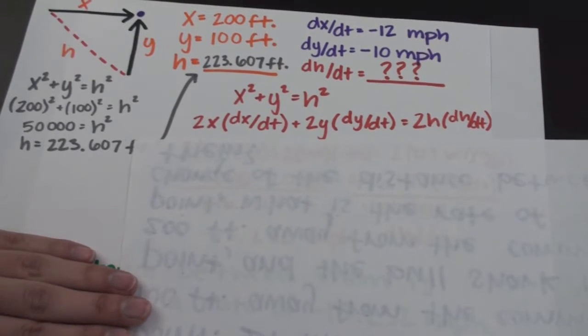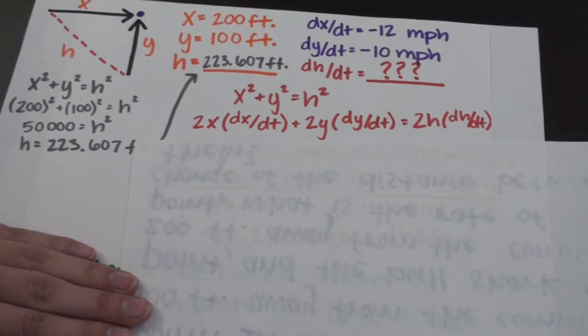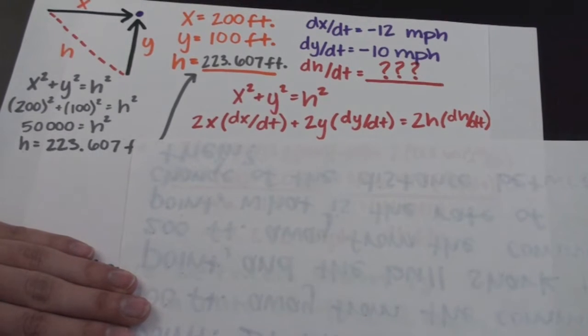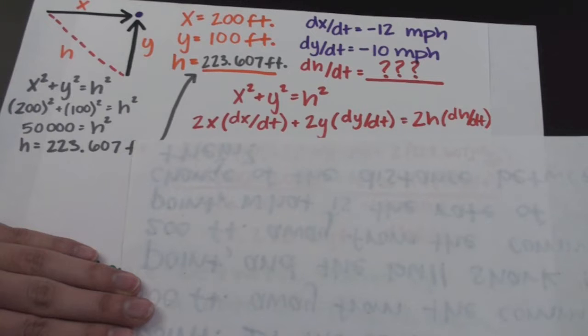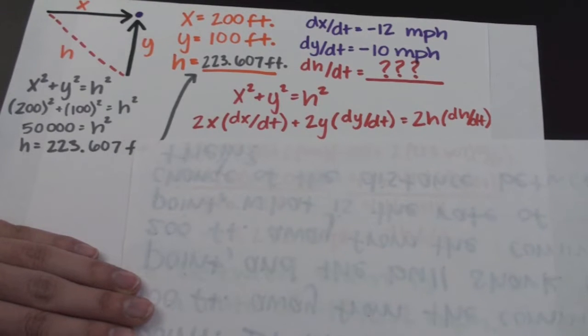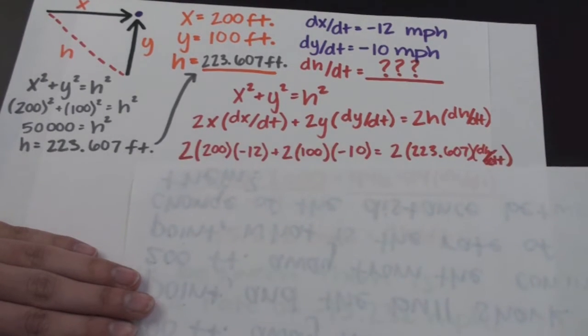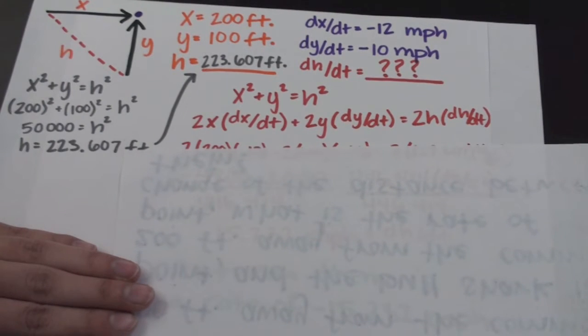The derivative of x squared is 2x dx over dt. The derivative of y squared is 2y dy over dt. And the derivative of h squared is 2h dh over dt. This gives us the equation 2x dx over dt plus 2y dy over dt equals 2h dh over dt.